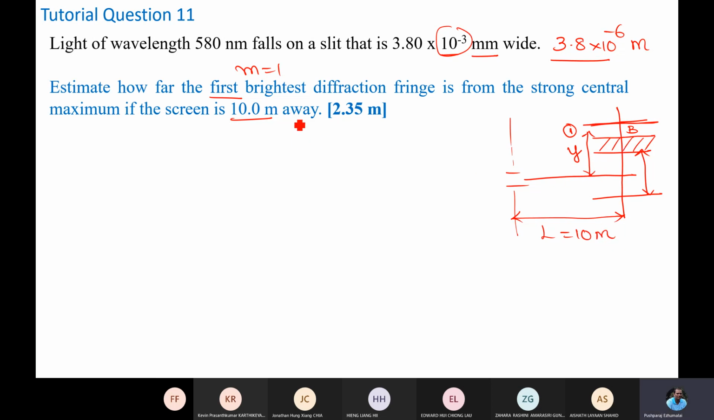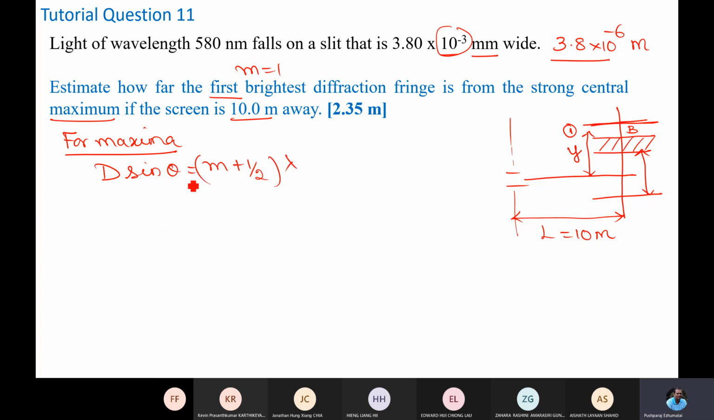Okay, so we need to find the value of the distance d. So how to do that? For maxima, what is the condition for maxima? The condition for maxima is d sine theta equal to (m plus 1/2) lambda. So what is m? m equal to 1.